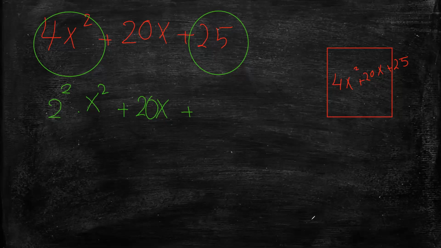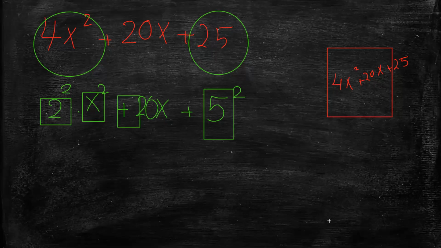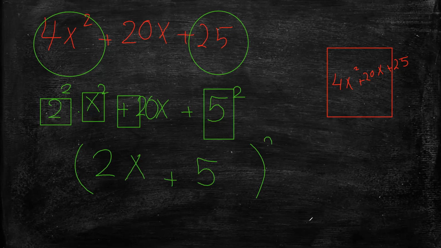Is 25 a perfect square? Yes, it is 5 to the power 2. Then the second step now. Take the 2 and the x and the 5 and the plus sign. Open a bracket now. We have 2 squared, so take one of them. We have 2 x's, take one of them. Plus, we have 2 5's, take one of them. And don't forget to put the square sign outside.